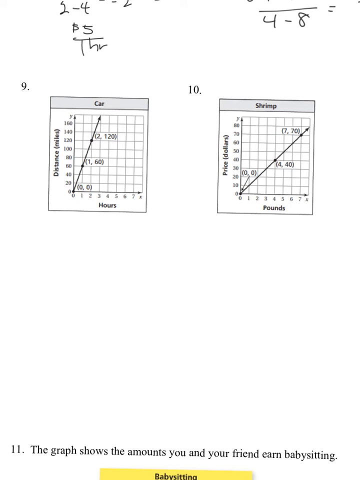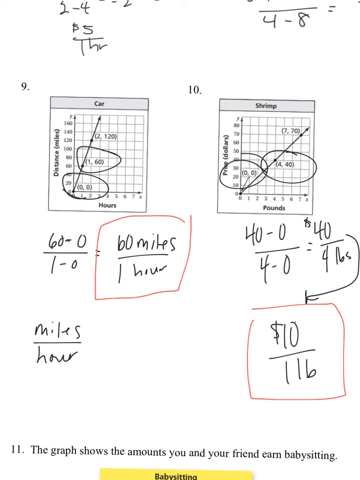So in these next 2, they're just charted. Take the 2 ordered pairs that you see. I suggest using (0, 0) and (2, 160) for this one, (0, 0) and (2, 440) for this one, and putting them into your slope formula, y sub 2 minus y sub 1 over x sub 2 minus x sub 1, and then simplifying it. I'm going to just write the answers, pause the video, you fill it out, and check your answers. Number 9, you'll get 60 miles in 1 hour, and 10, you'll get $10 for 1 pound.